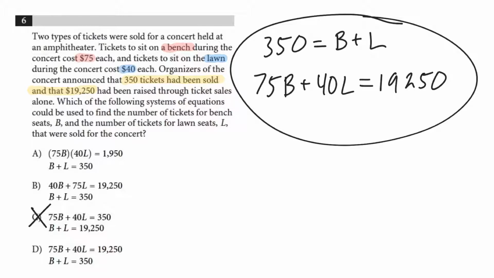Okay, so there's our system of equations, and we just need to figure out which ones work. Well, the first one is they're not adding the money they got from bench and the money they got from the lawn tickets. They're multiplying. That's not it. The second one, $40 for the bench. No, it was $40 for the lawn. That's not it. And the last one, 75 for bench, 40 for lawn. That looks like our solution, D.